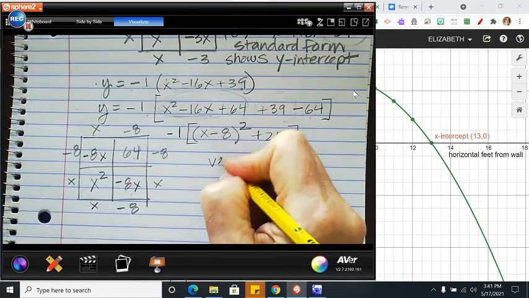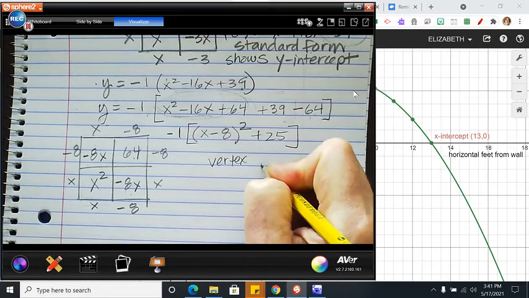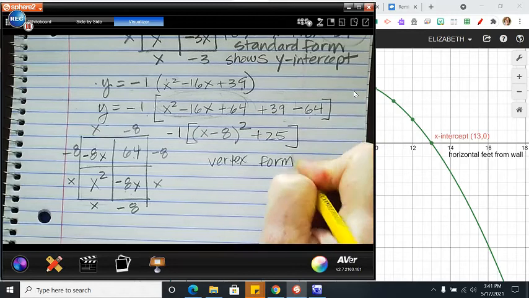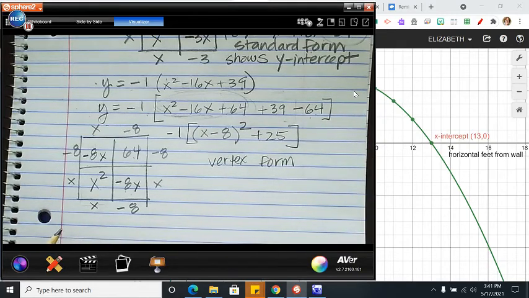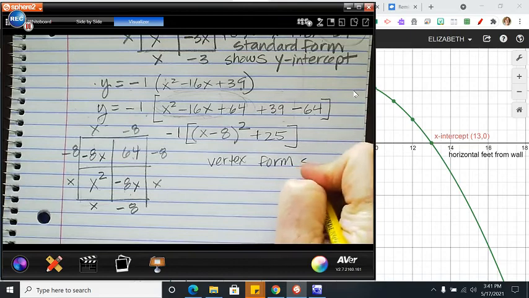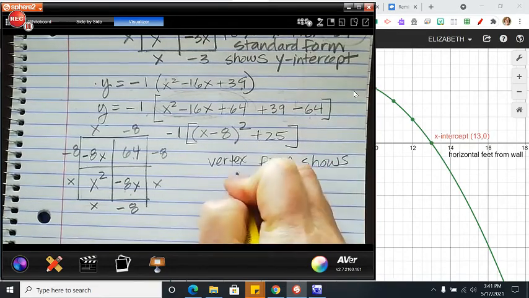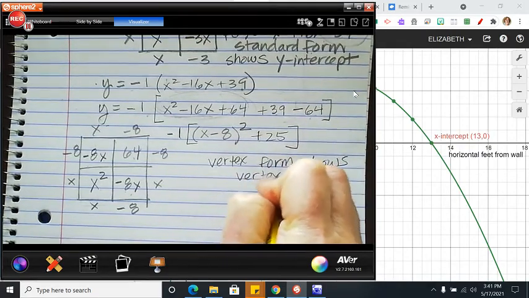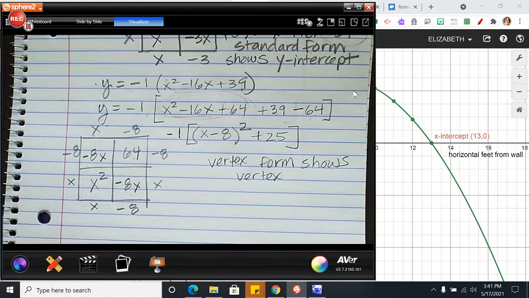That is vertex form. Now, the vertex is 8, 25. And you can see the vertex in vertex form. Vertex form is called that because it shows the vertex.